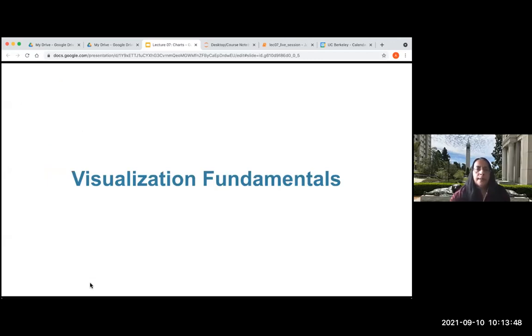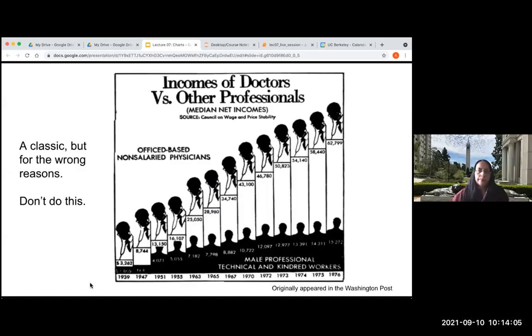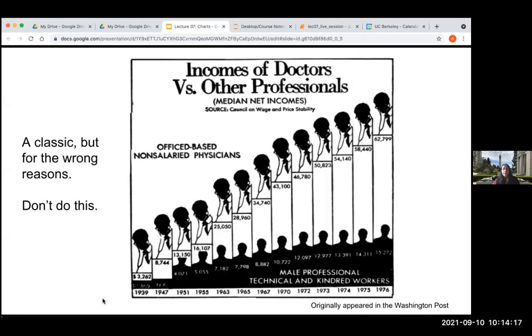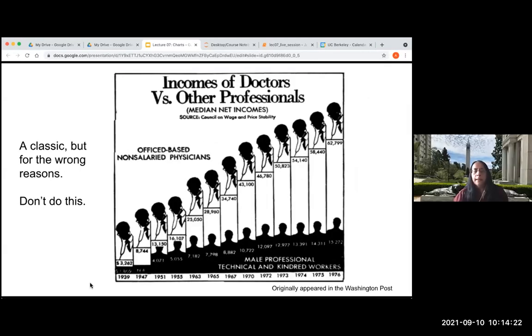So we'll start out with some fundamentals before getting into code and looking into drawing our own graphs. We'll start out with some fundamental principles of visualization. And I'm going to start you off with what not to do. Take a look at this thing. That appeared as a visualization in the Washington Post in the 1970s. And I think you'll agree, without even looking at the details, that it makes your head hurt. There's just a lot going on in that picture.